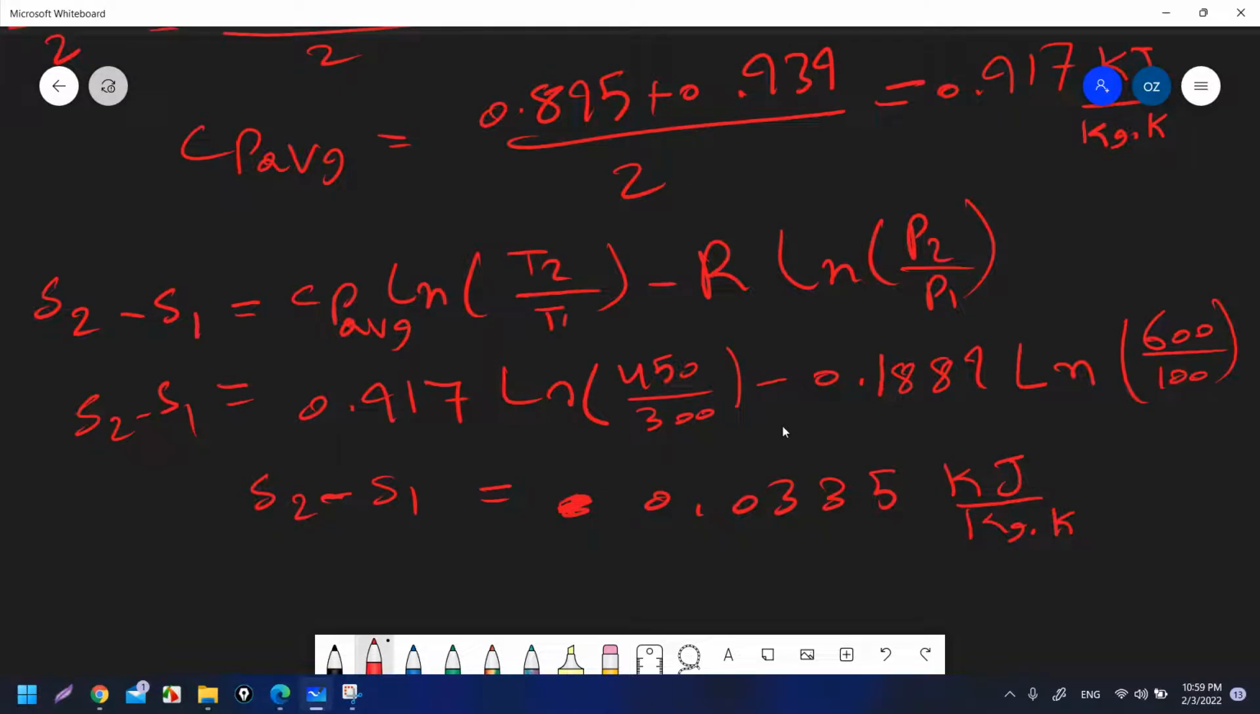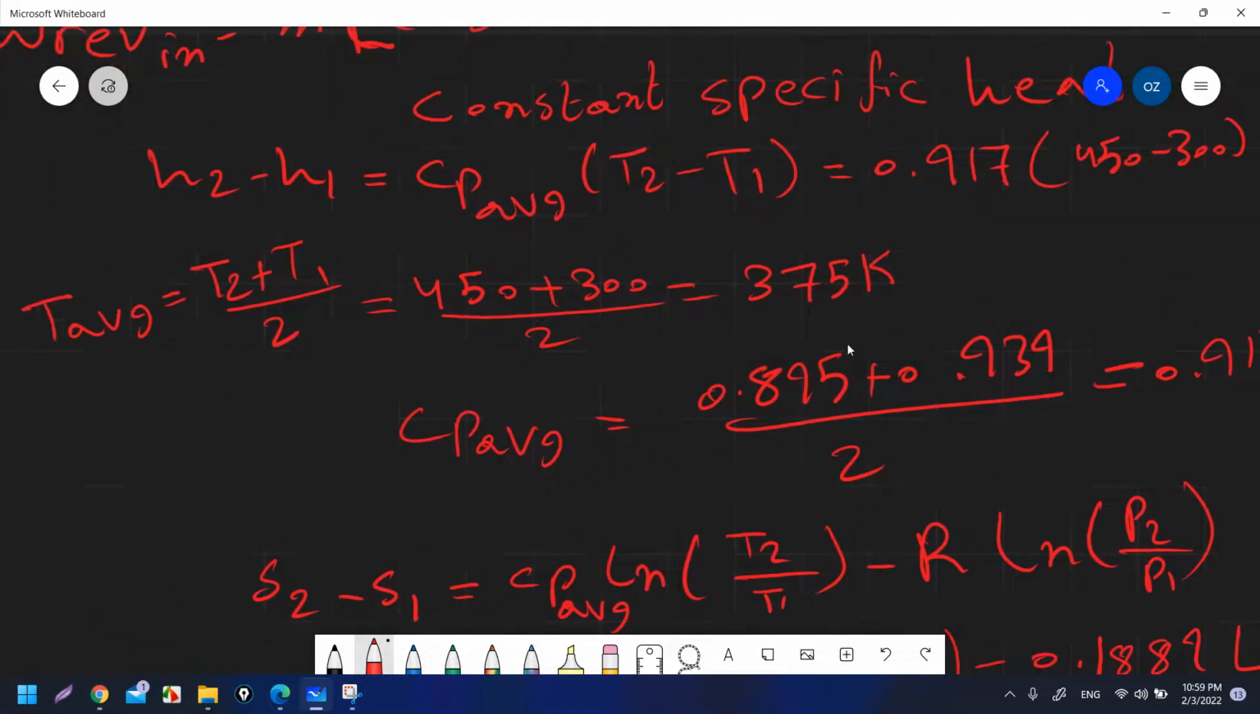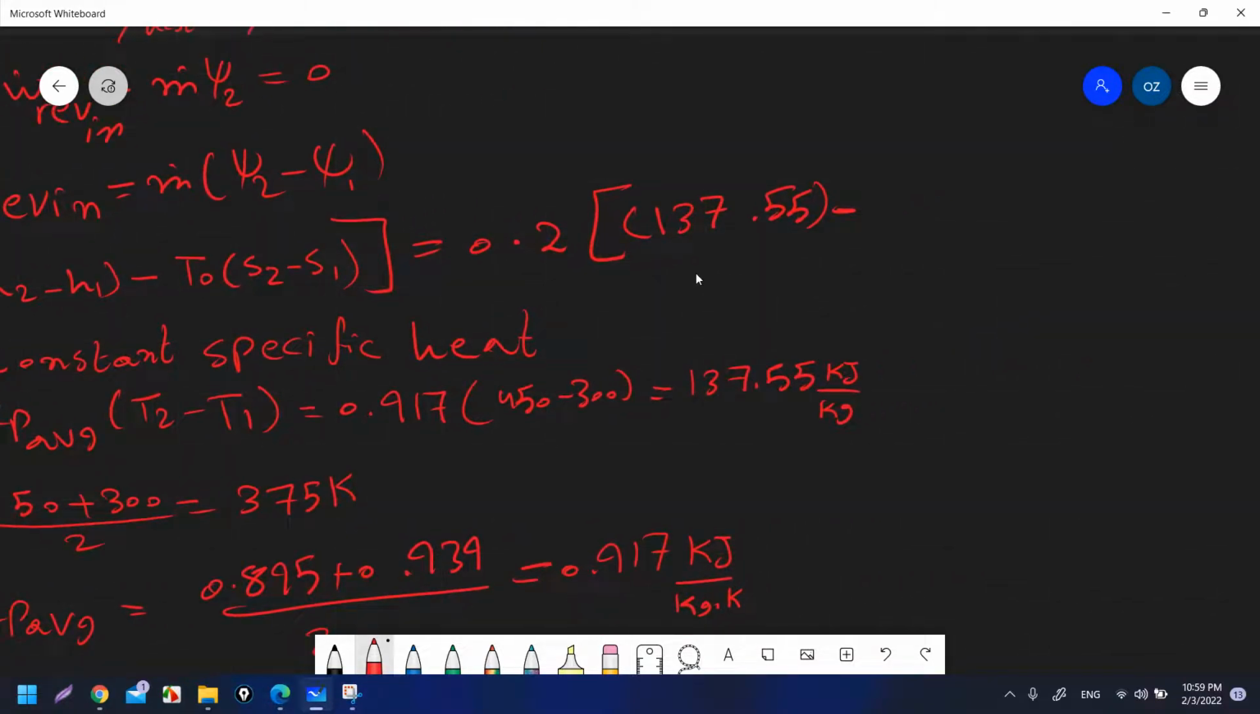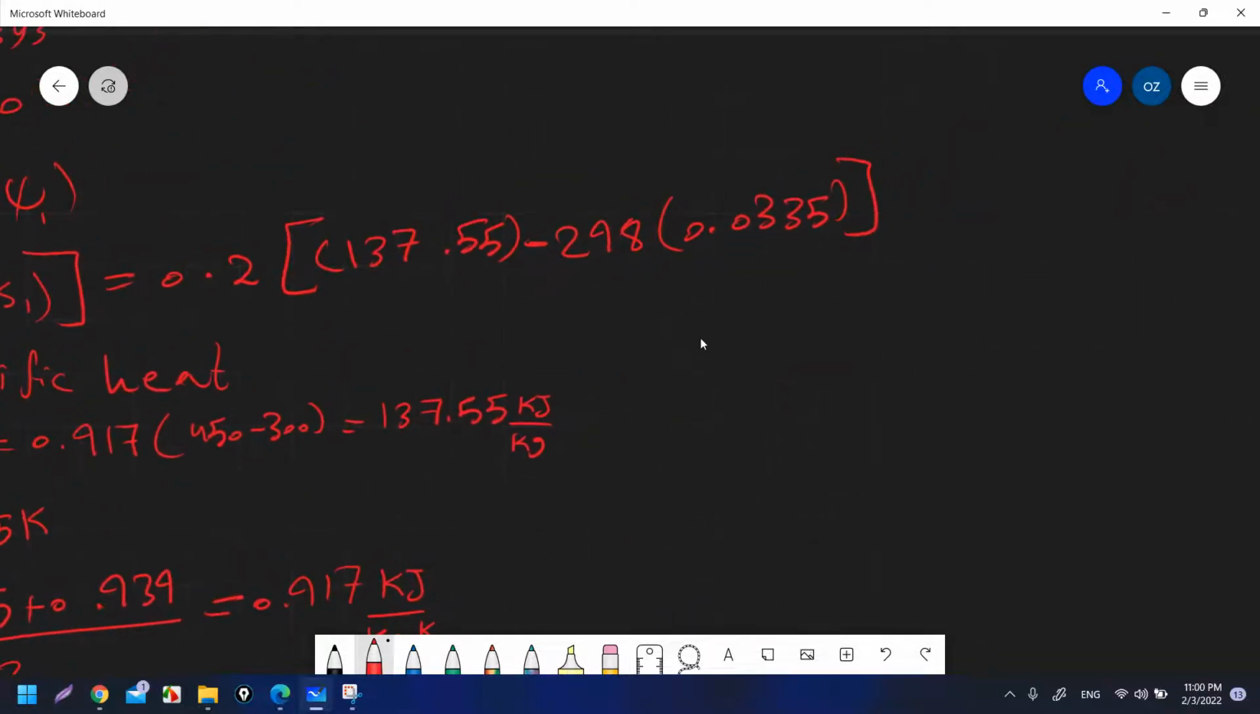Okay, so let's find the reversible work. So m dot is given in the question, 0.2. H2 minus H1, we have the value 137.55, and my T naught given in the question is 298 Kelvin, and the entropy change is 0.0335. This will give me the reversible work dot, which is 25.5 kilowatt. And that is for this question.